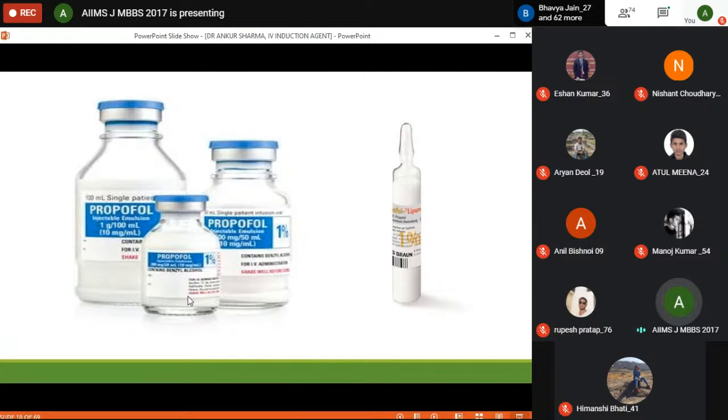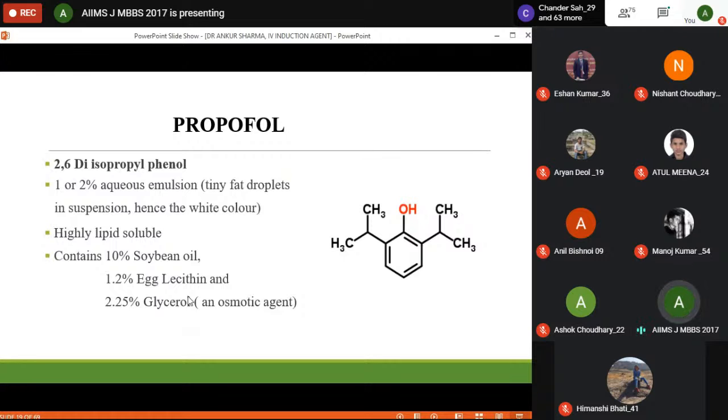Now the first drug is propofol. It is the most commonly used drug in anesthesia nowadays. It is a 2,6-diisopropyl phenol. It comes as a preparation of 1 or 2% aqueous emulsion. Has anybody seen the color of propofol? It is milky white. The tiny fat droplets in suspension give the white color. Okay. It is highly lipid soluble.